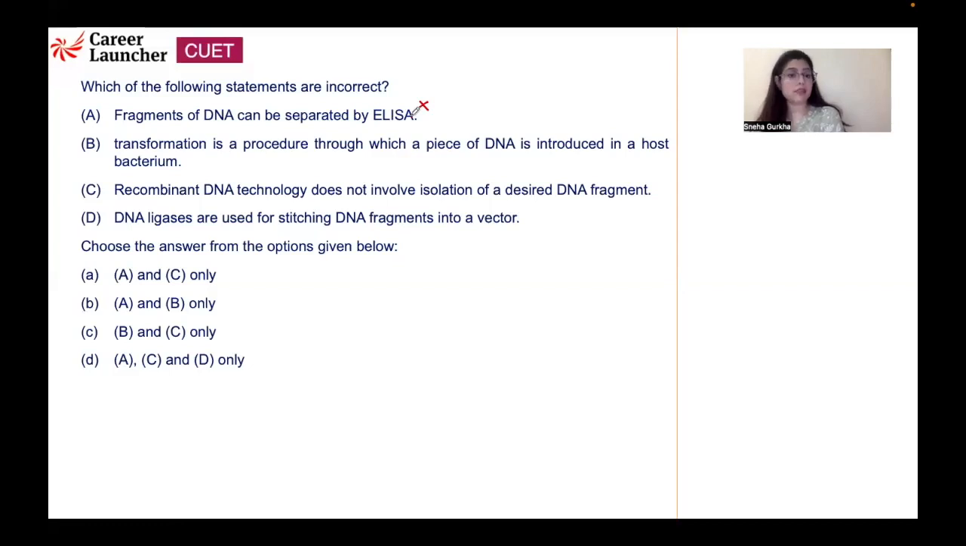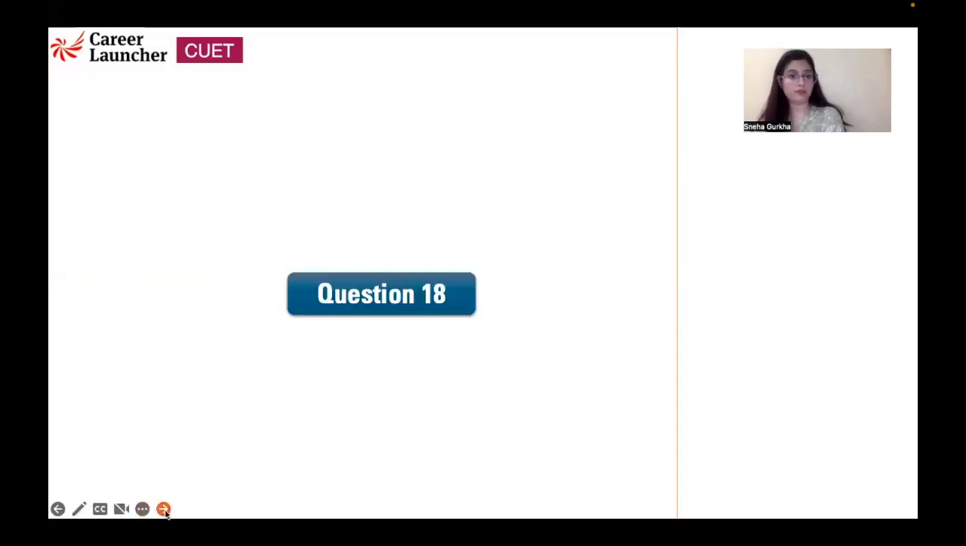Transformation is a process through which a piece of DNA is introduced into host bacterium. Correct. Recombinant DNA technology does not involve isolation of desired fragment. This is incorrect. In recombinant DNA technology, one of the initial steps is isolation of a desired DNA fragment. DNA ligases are used for stitching DNA fragments into a vector. Yes, this is correct. So option A and option C are incorrect. So we'll go with option A and C only.